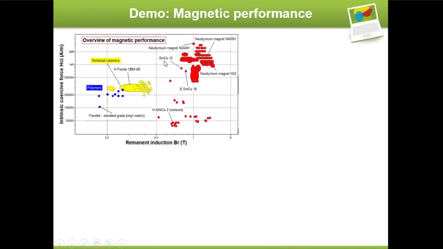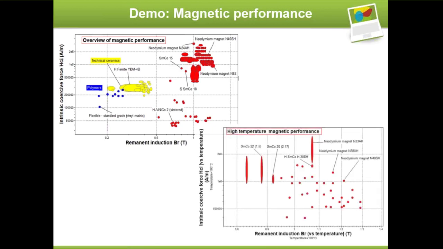We have samarium cobalt based magnets, which are a bit better here. And we have at the top here, this group of magnets are all neodymium based magnets, and they are the best performing, and therefore they are most widely used for high performance applications.